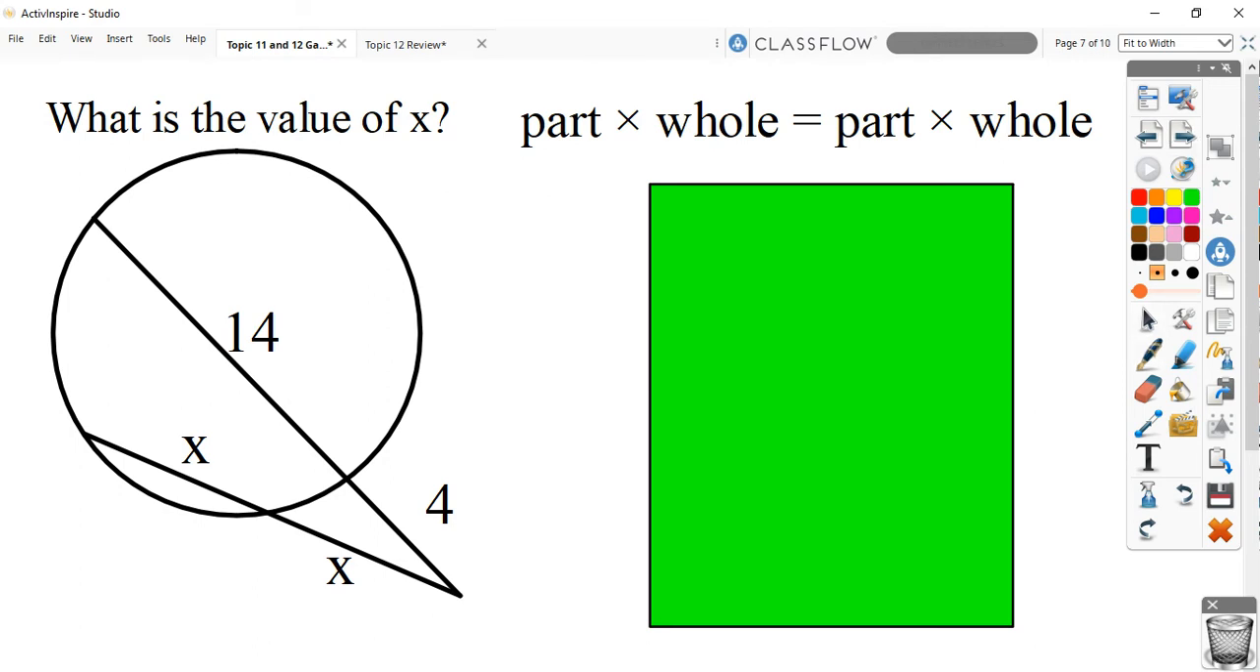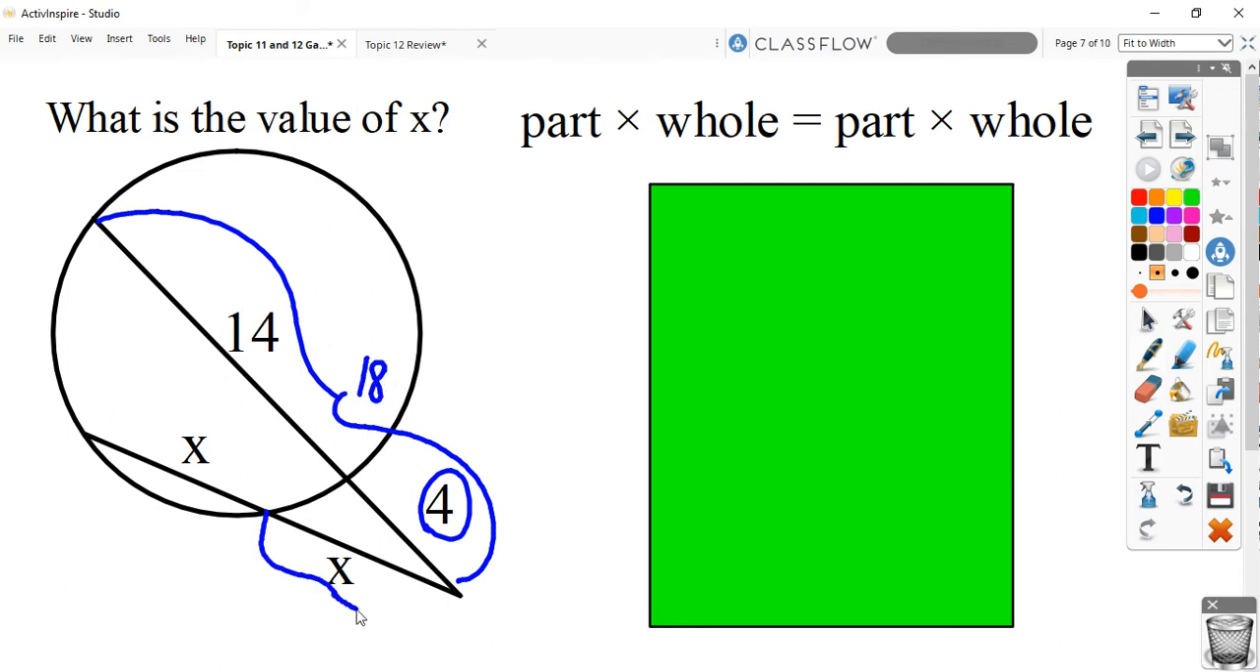On each of these chords, we would say that 4 is the part on the outside, but the whole entire thing altogether would be a length of 18. On this one, x is the part that's on the outside. The whole entire thing altogether is 2x. Okay, so here's what that looks like.